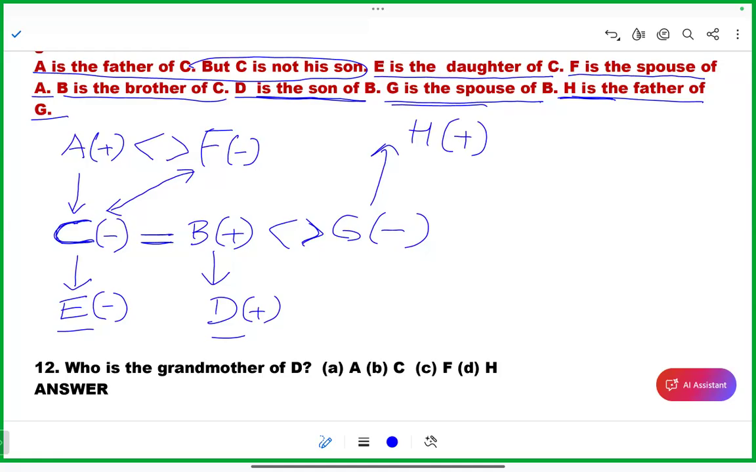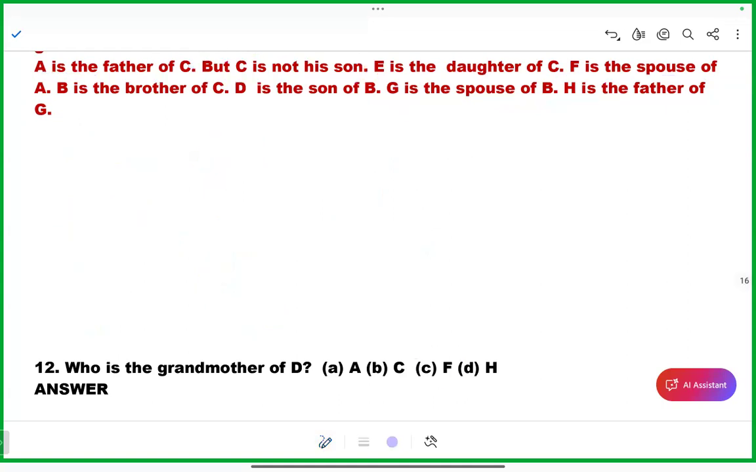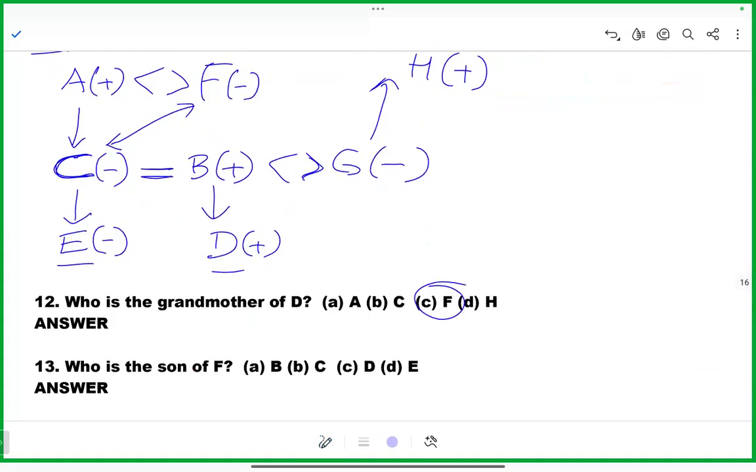Your brother's son's grandmother is your mother, because you are siblings. So F, that is correct. And who is the son of F? Who is the son of F?